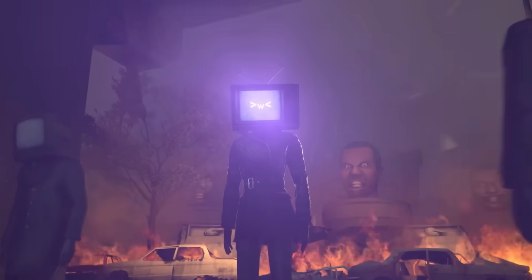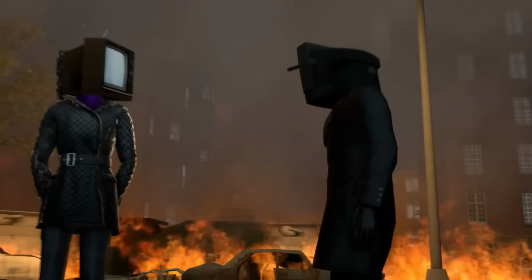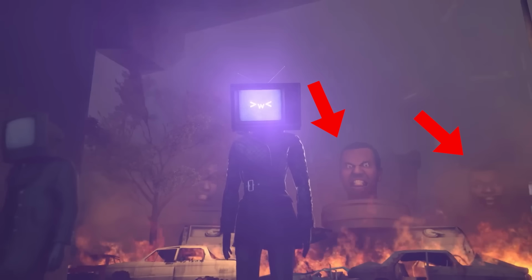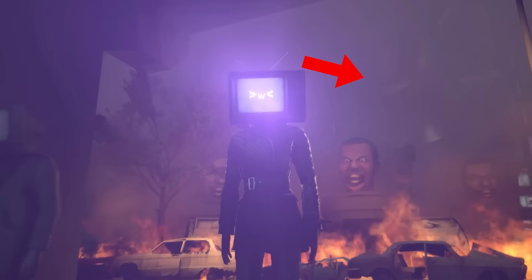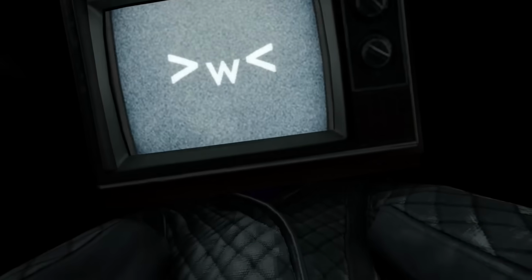Notice that the TV men have moved forward. You'll see why. By the way, there are 4 Skibidi toilets. There is one on the left, 2 in the center of the street, and Strider toilet in the background. And we see TV Woman's third ability to teleport someone with her.